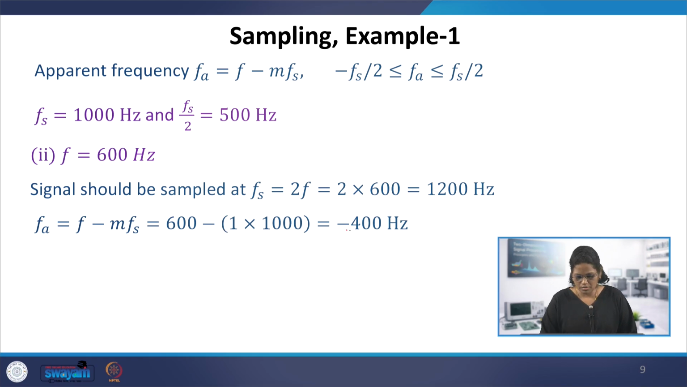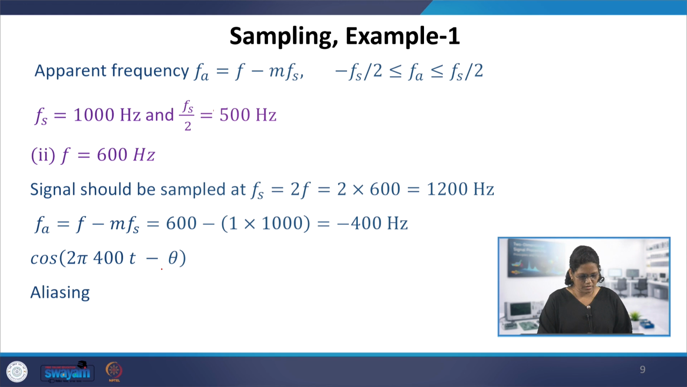Okay. So this minus 400, that minus sign refers to the signal needing to be phase reversed, because it is above 500, that is Fs by 2, and it is below Fs even. So that portion needs the phase reversal. So this should be written as cos 2 pi 400t minus theta instead of plus theta. So this is the signal we get during the reconstruction, not the cos 2 pi 600t plus theta.